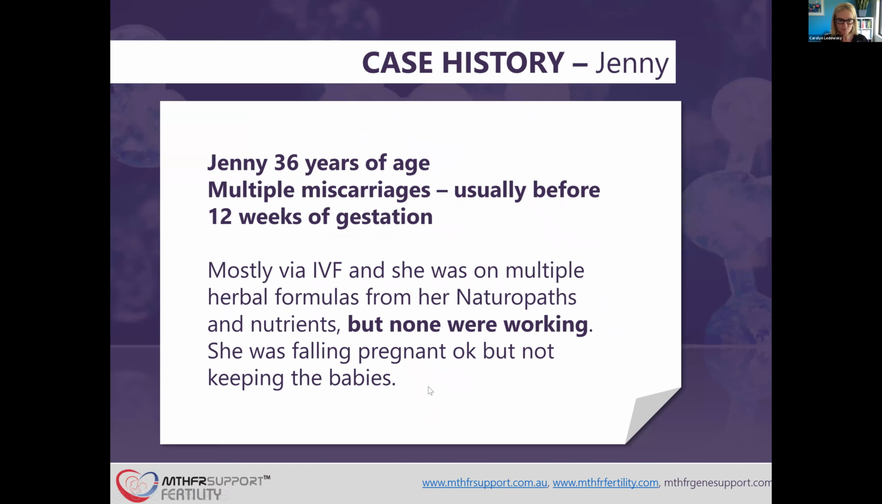So let me tell you about a case, and this is representative of most of the patients that we see in our clinic. So Jenny was 36 years of age. When she came to see me, she had had multiple miscarriages, usually before 12 weeks. And we normally see that before 12 weeks, you lose it because it really does relate to the DNA quality, either of the sperm or the egg.